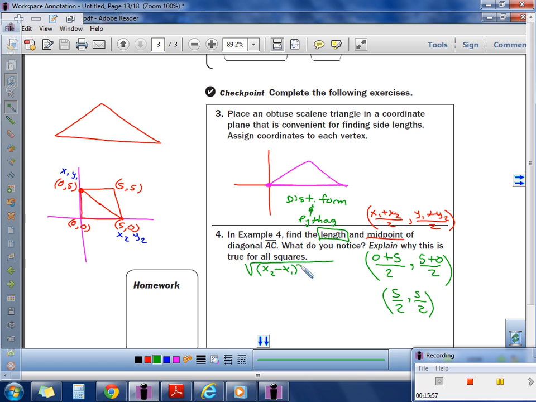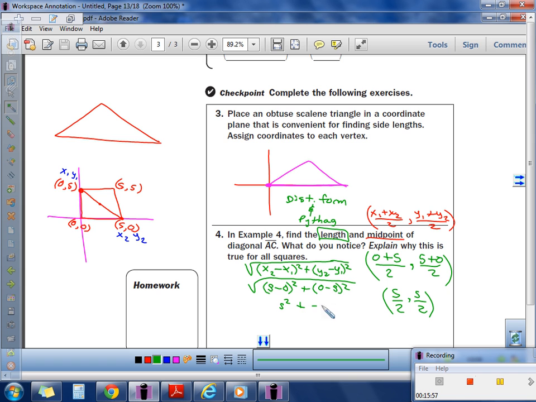x2 minus x1, square it, plus y2 minus y1, squared. So I already have these labeled. That's a good thing. Once you label things correctly the first time, you don't have to do it again. So what's my x2? It's S minus our x1, 0, and square it. Our y2 is 0 minus S, square root over the top of all that. S minus 0 is just S, and then square that.